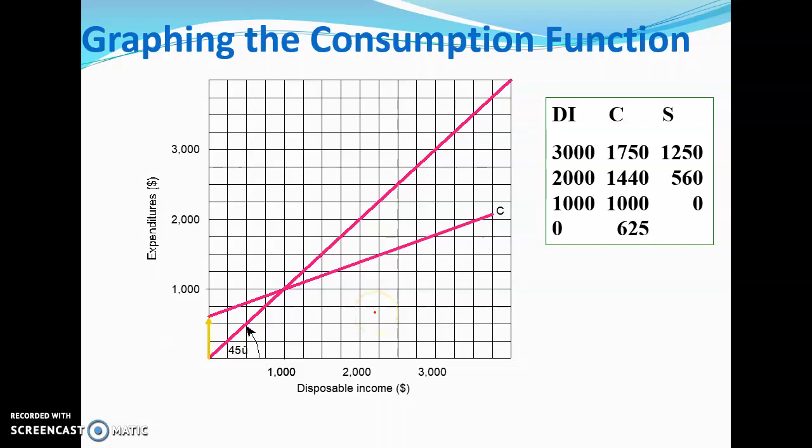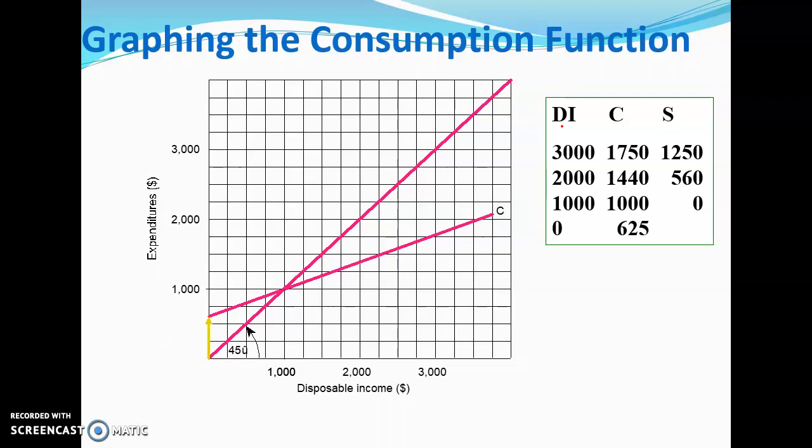Bismillahirrahmanirrahim. In the last part, I discussed how we can graph the consumption function. Whenever we have to draw the consumption function, we have to make an assumption that whatever our disposable income is, our consumption is the same. By joining the same values with the same value, we get this 45-degree line, and this 45-degree line actually represents your disposable income.